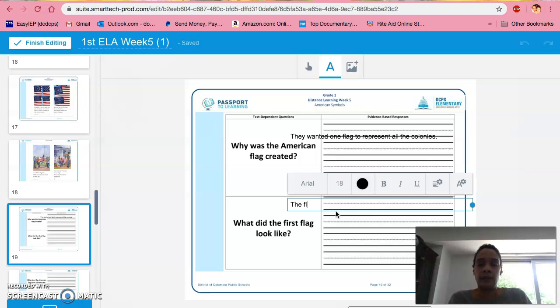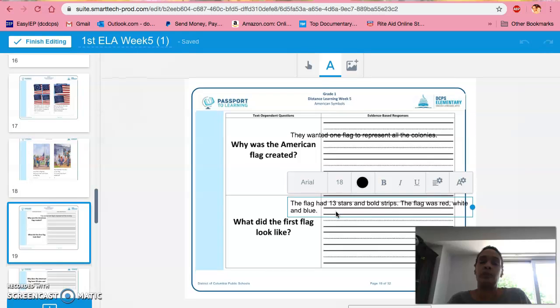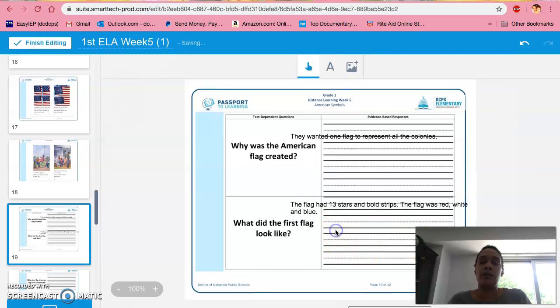The flag had 13 stars. Remember, the stars represented each colony, and bold stripes. It also said the color. The flag was, does anybody remember? Red, white, and blue. So that was our very first flag.